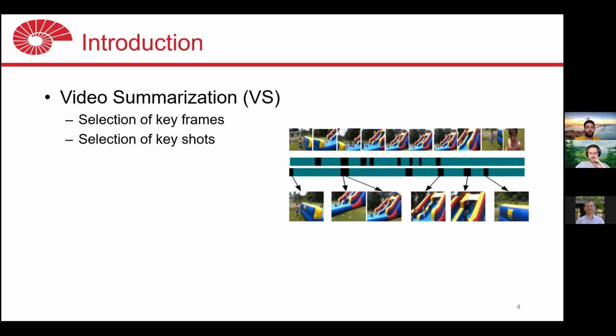Given an input video, the goal of video summarization is to create a shorter video that captures the important information within the input video. Basically, it has two categories, which is selection of key frames or selection of key shots. The difference is that in the selection of key shots, we are selecting consecutive frames, while for the keyframes, we are selecting the frames independently. And in this work, we focus on the first one, which is the keyframe selection.